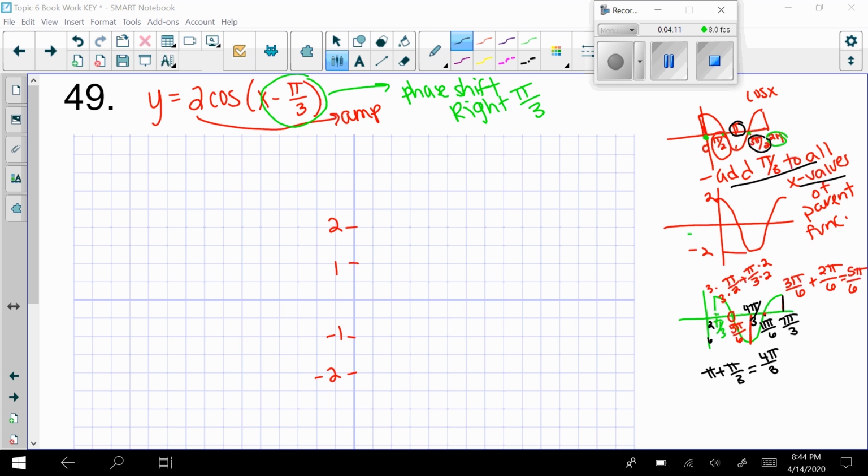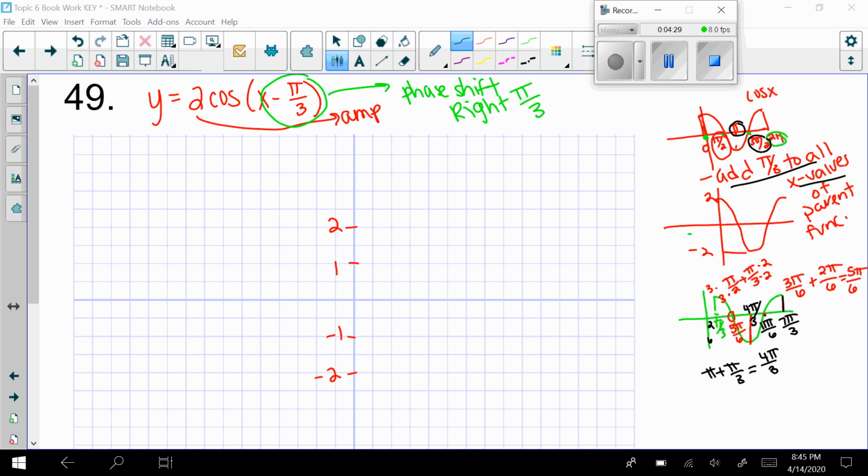Okay, you hopefully were able to get 5 pi over 6 for this zero. This other zero is at 11 pi over 6. It hits the minimum right here at 4 pi over 3, excuse me, and then it ends at 7 pi over 3. So now we've got to get this thing to scale.